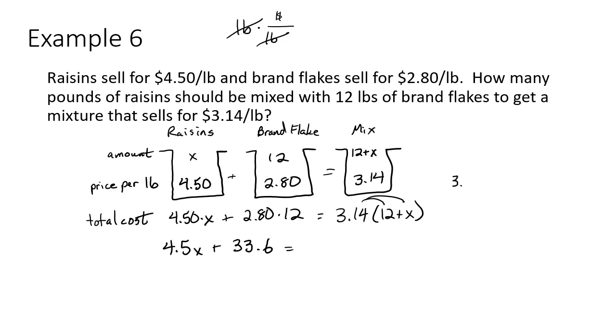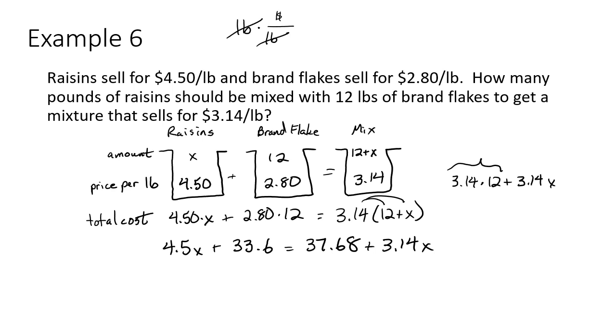So it's going to be 3.14 times 12 plus 3.14 times X. But the reason I'm writing this out to the side is I'm going to go ahead and plug this into a calculator. So 3.14 times 12 would give me 37.68 plus 3.14x.